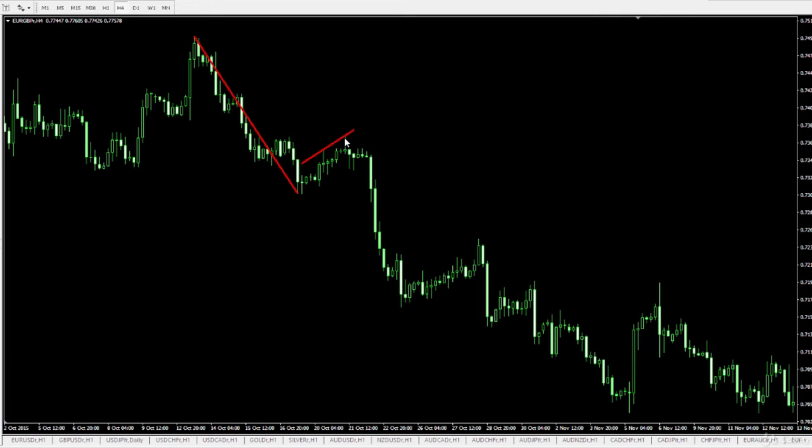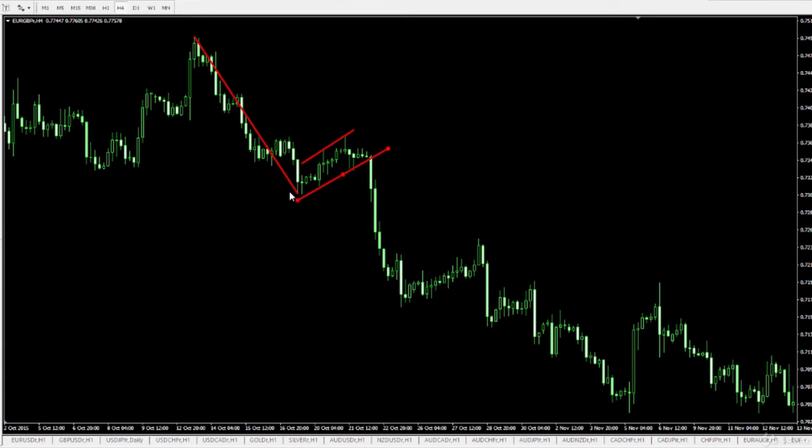And now we have a line of resistance. Then we connect the bottom points of the pattern and we have the support line. The support line consists of 3 points, first, second, and third. The fourth time the support line is broken, and in this situation we had a signal to sell. After this breakthrough, the price made a huge drop, which is approximately the height of the flagpole.